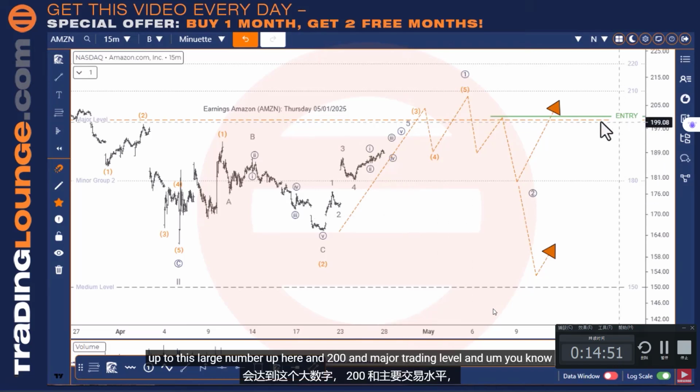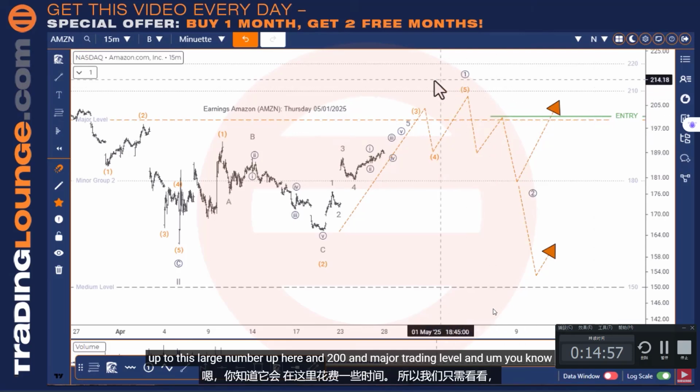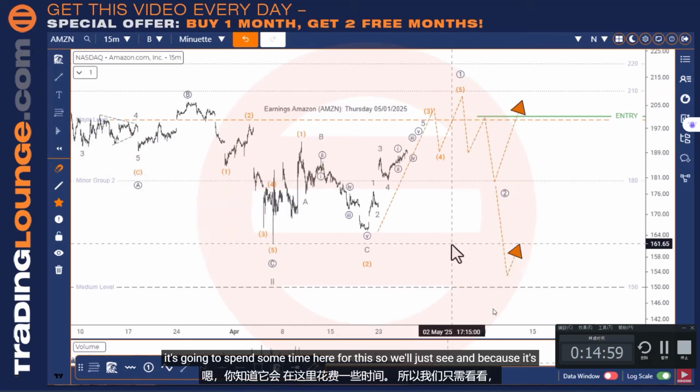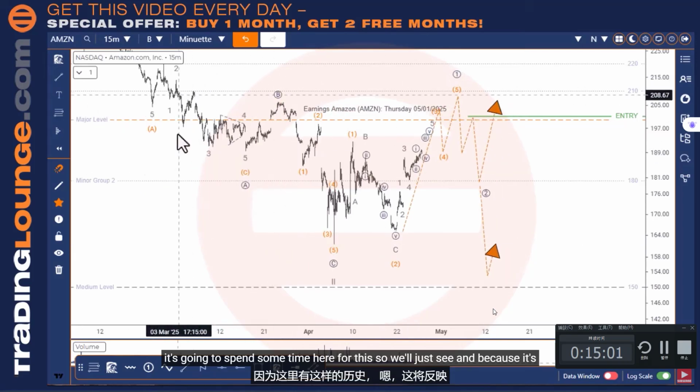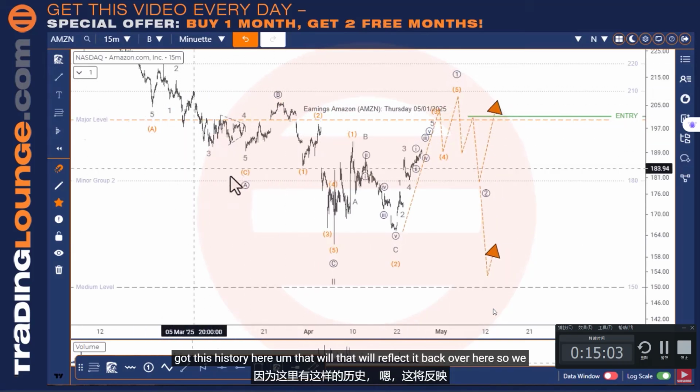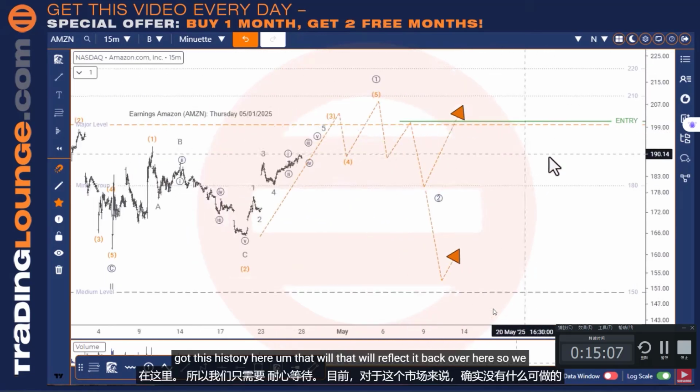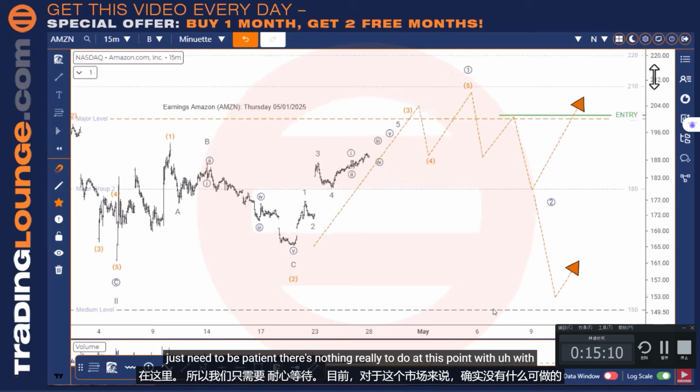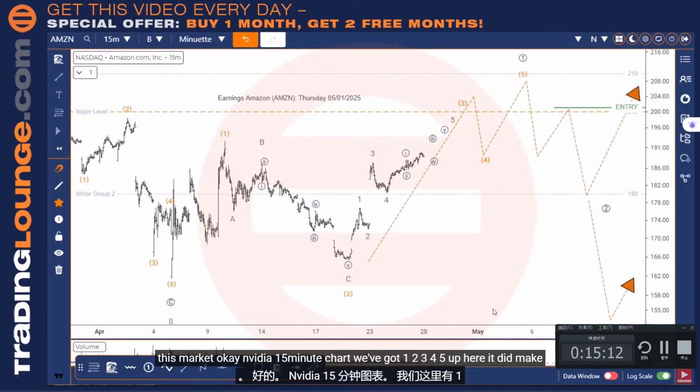It's going to come up to this large number up here, the 200 and major trading level. And, you know, it's going to spend some time here. So we'll just see. Because it's got this history here, that will reflect it back over here. So we just need to be patient. There's nothing really to do at this point with this market.